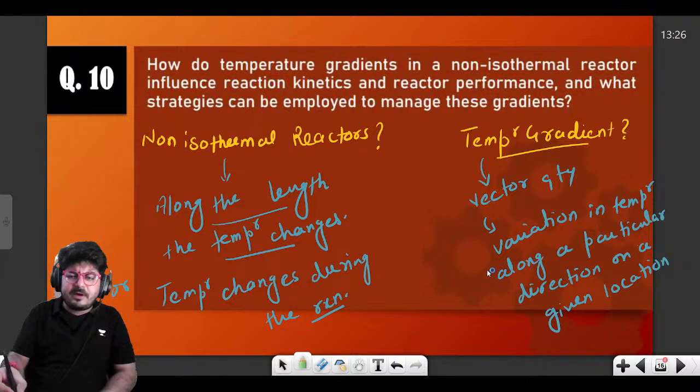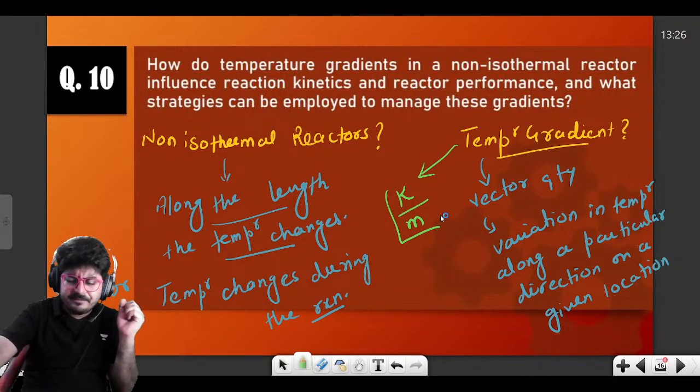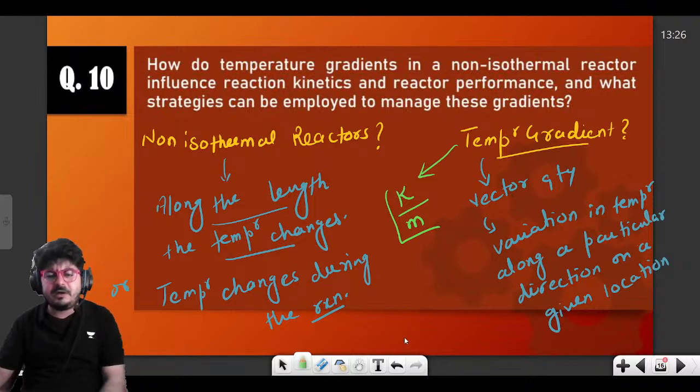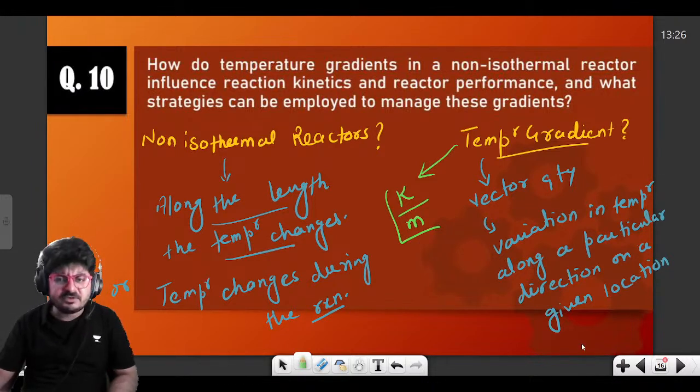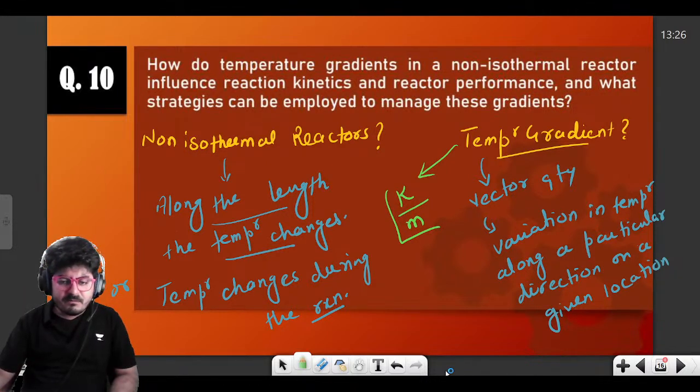And if I ask you about the units, you know that the units of temperature gradient in SI system, SI units will be Kelvin per meter. Okay, so this is something about the non-isothermal reactors and temperature gradient. I hope it is clear to all of you.